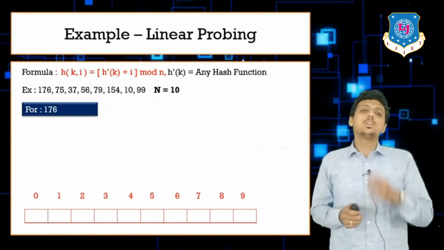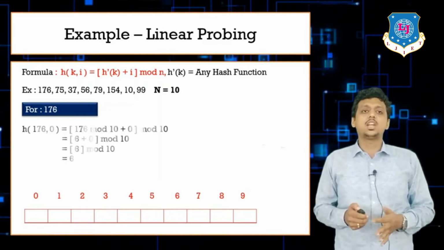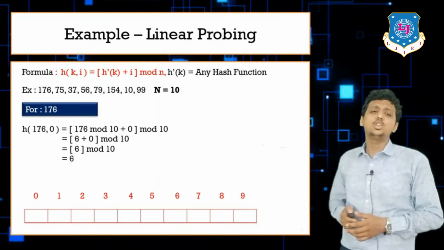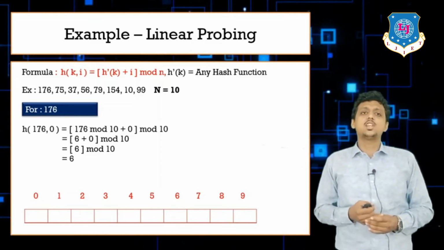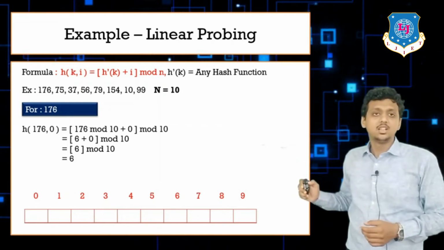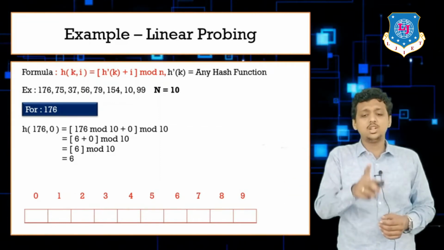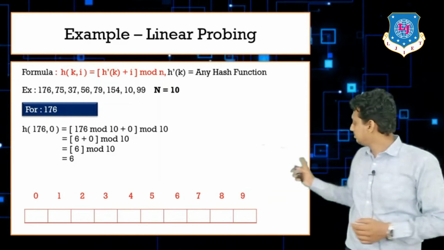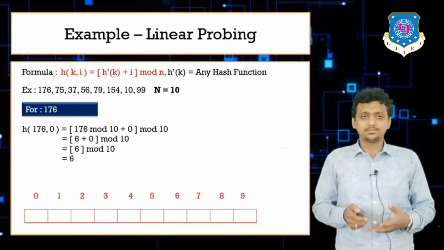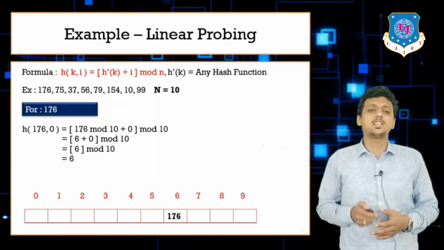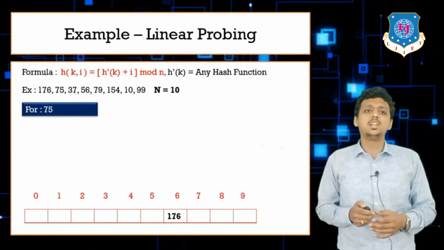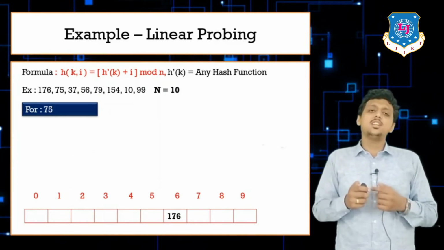Let's see how. First I have h of k comma i, so I can write h of 176 comma 0. Need to apply the values there. So h dash of k, the function is k mod n, that means 176 mod 10 plus, instead of i, I should write 0, then mod 10. So 6 plus 0 mod 10, 6 mod 10 becomes 6. So 176 is inserted at the 6th position. Now the next value we have is 75. So again apply the formula.